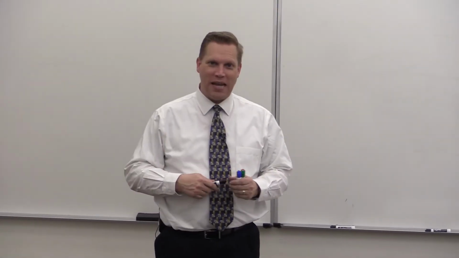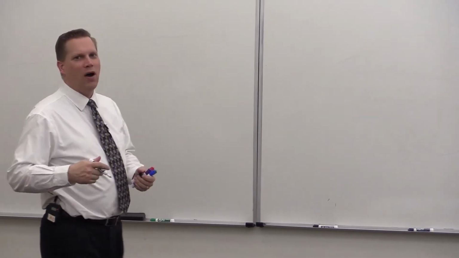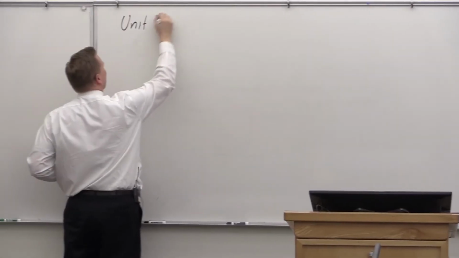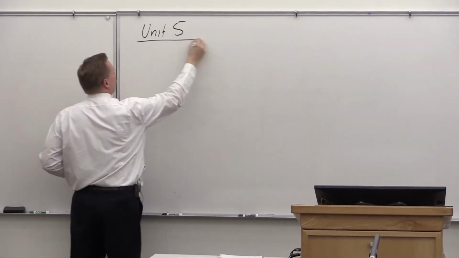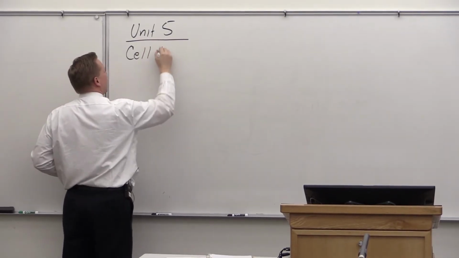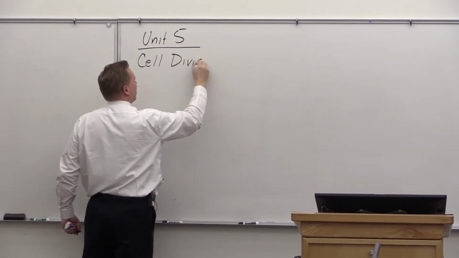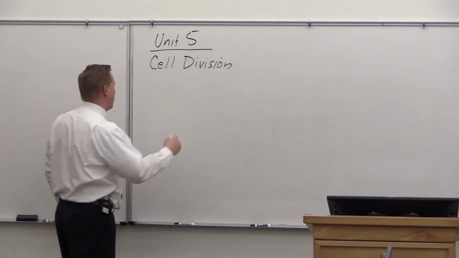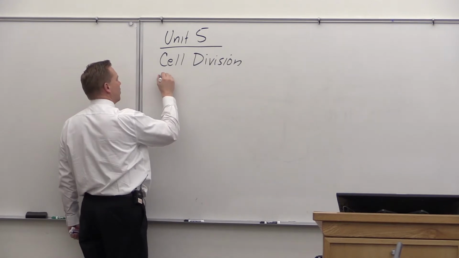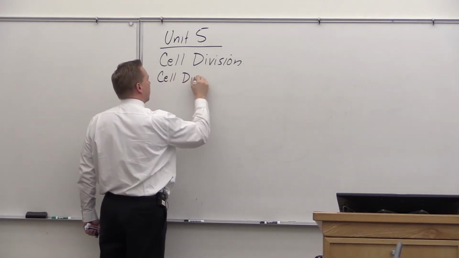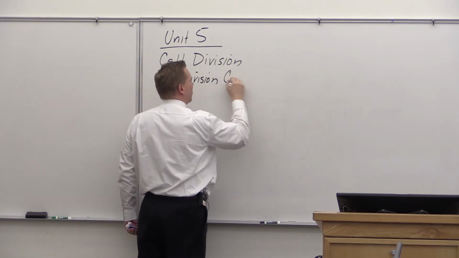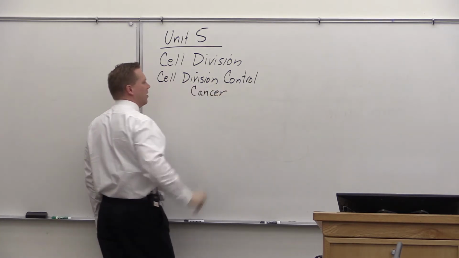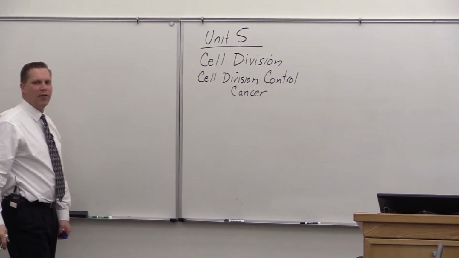Well, welcome back to Bio 180. Today, we're going to continue our discussion of cellular processes. So we're in Unit 5, and we're going to start talking today about the process of cell division. And then we're going to come back in our next lesson, and we'll talk about cell division control. So that will be next time. And cell division control has implications for cancer, so we'll end up talking a little bit about cancer.